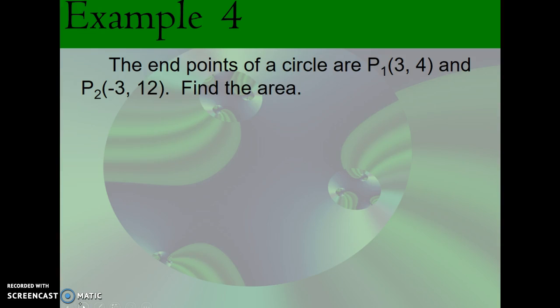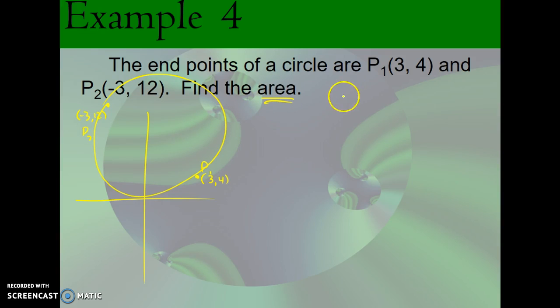The endpoints of the circle are right there. I'm a visual person. I like to draw pictures when I'm looking at a problem like this, just to try and understand what I'm looking at. This is my p sub 1, and I've got a negative 3, 12 somewhere up here. I'm not trying to draw to scale. I'm not trying to get the exact location of it. I just need to have a point of reference. They tell me that I'm talking about a circle, so maybe it's going to look something like that. And I'm trying to find the circle's area.